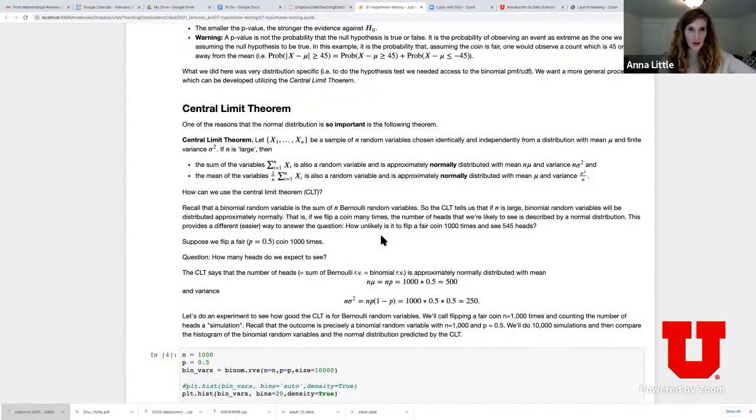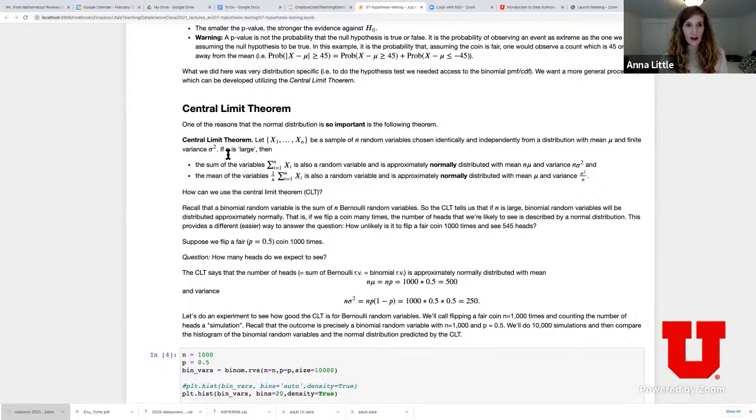All right, so the central limit theorem. One of the reasons that the normal distribution is so important in statistics is the following theorem, known as the central limit theorem. And what does it say? Let's say we have a sample, x1 through xn, of n random variables, which are IID, so they're independent and identically distributed from a distribution with mean mu and finite variance sigma squared.